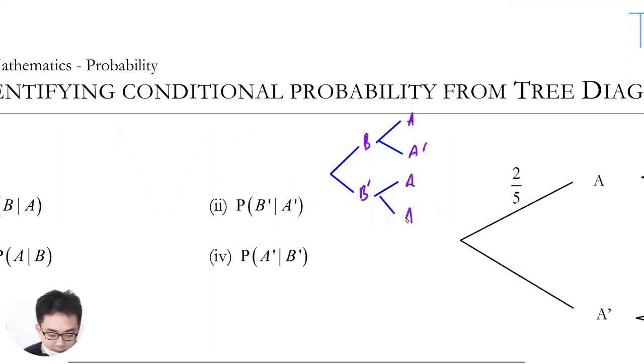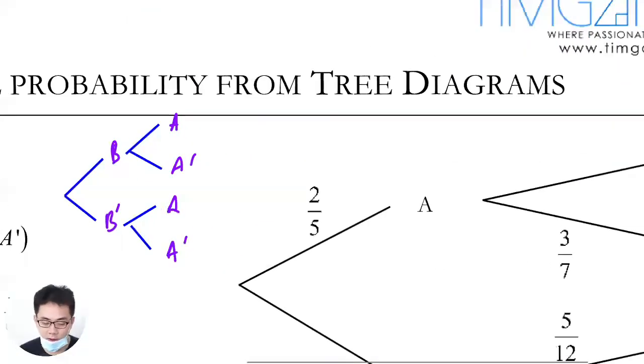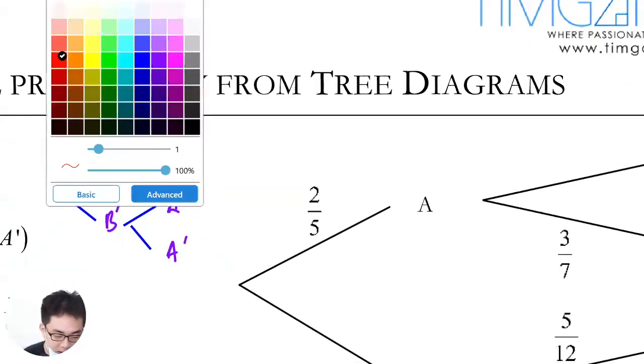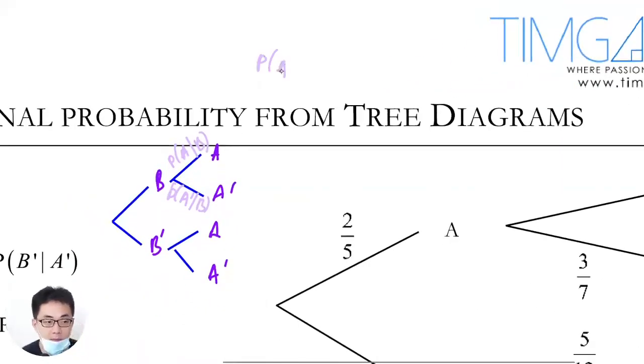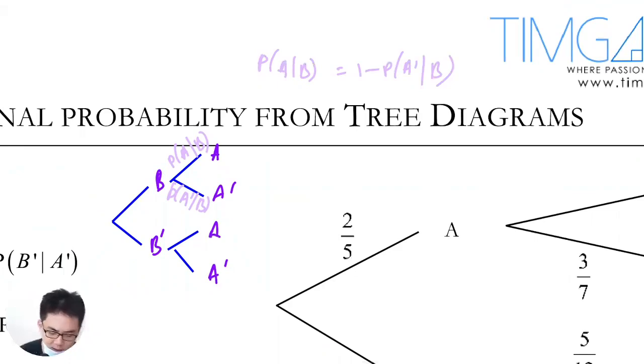For example, both give different stuff. This is the probability of A happening given B already happened. This is the probability of A prime happening given B already happened. So just so you know, P(A given B) equals 1 minus P(A prime given B). You don't really need to memorize this, but it's basically right because these both add up to 1, like just what you do in secondary school lah. So just know what you can get from each.